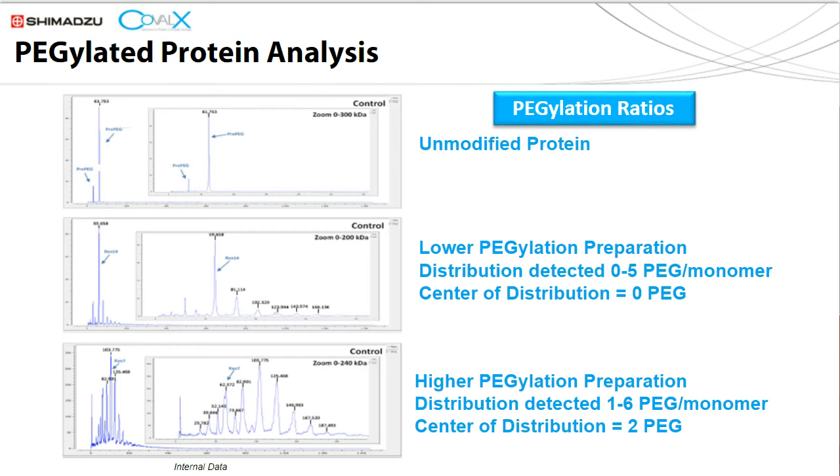In the middle example, we have it with a lower degree of PEGylation. This is a 21 kilodalton PEG, so we can see that begin to become PEGylated. And then in the final example at the bottom, a higher degree of PEGylation. And so here we see peaks out beyond 100 kilodaltons. It's centered around 2 PEGs, which is 108 kilodaltons. And while this doesn't provide a quantitative measurement of the degree of PEGylation, it does provide a much more accurate measurement due to both the sensitivity and saturation effects that our detector helps to solve.